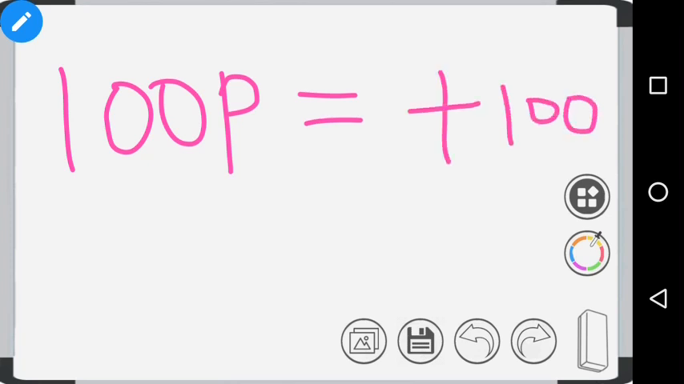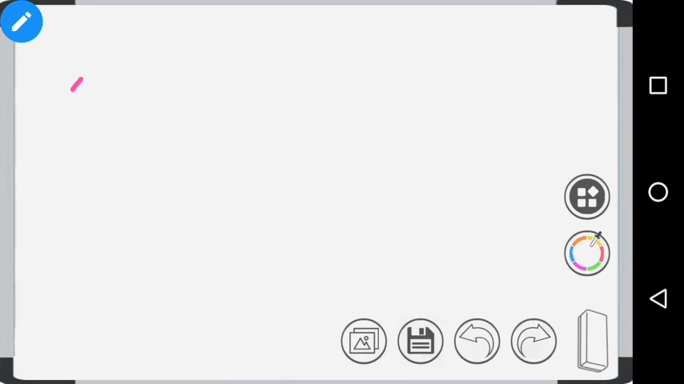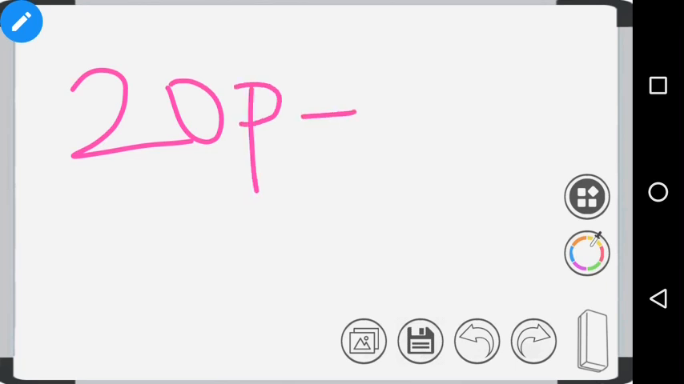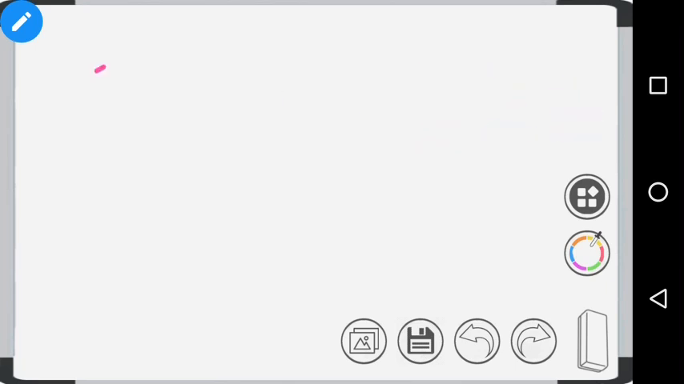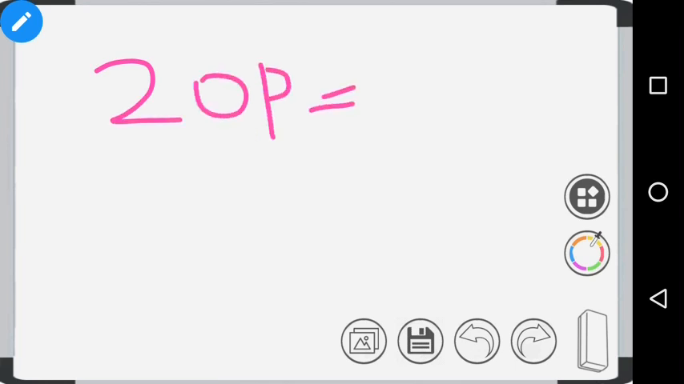+100 will be there. If there are 20 protons, then what number will we have? +20 will be the number, because inside, how many protons are there? 20 protons. That is the meaning. I am repeating it so that you can understand, okay? What does it mean when there are 2 protons?